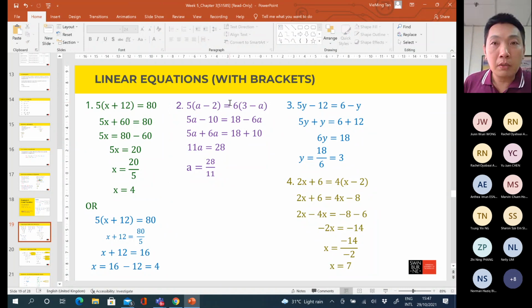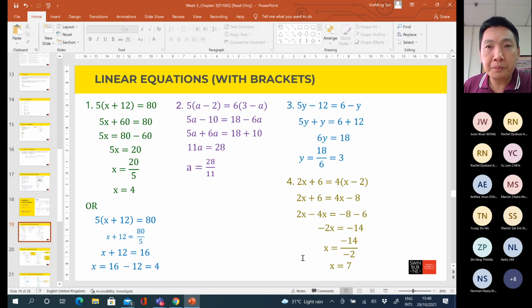Okay, question 2. Question 2 also has the problem of too many brackets, so we cannot combine the unknown variable, which is a. Numbers also cannot be combined because of too many brackets. So the first step is we need to remove the brackets. How to do so? On the left hand side, you use 5 multiplied with a and negative 2. And then on the right hand side, use 6 multiplied with 3 and a, so that all the brackets for both sides can be removed.